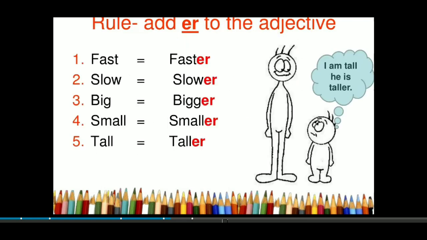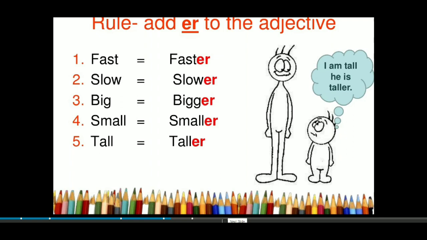We have an example. The comparative form of fast is faster, slow is slower, big is bigger, small is smaller, tall is taller. See, I am tall, he is taller. This particular boy is looking at him and saying that I am tall, but he is taller than me. That is a comparison. It is always between two. Comparison is possible when there is more than one.